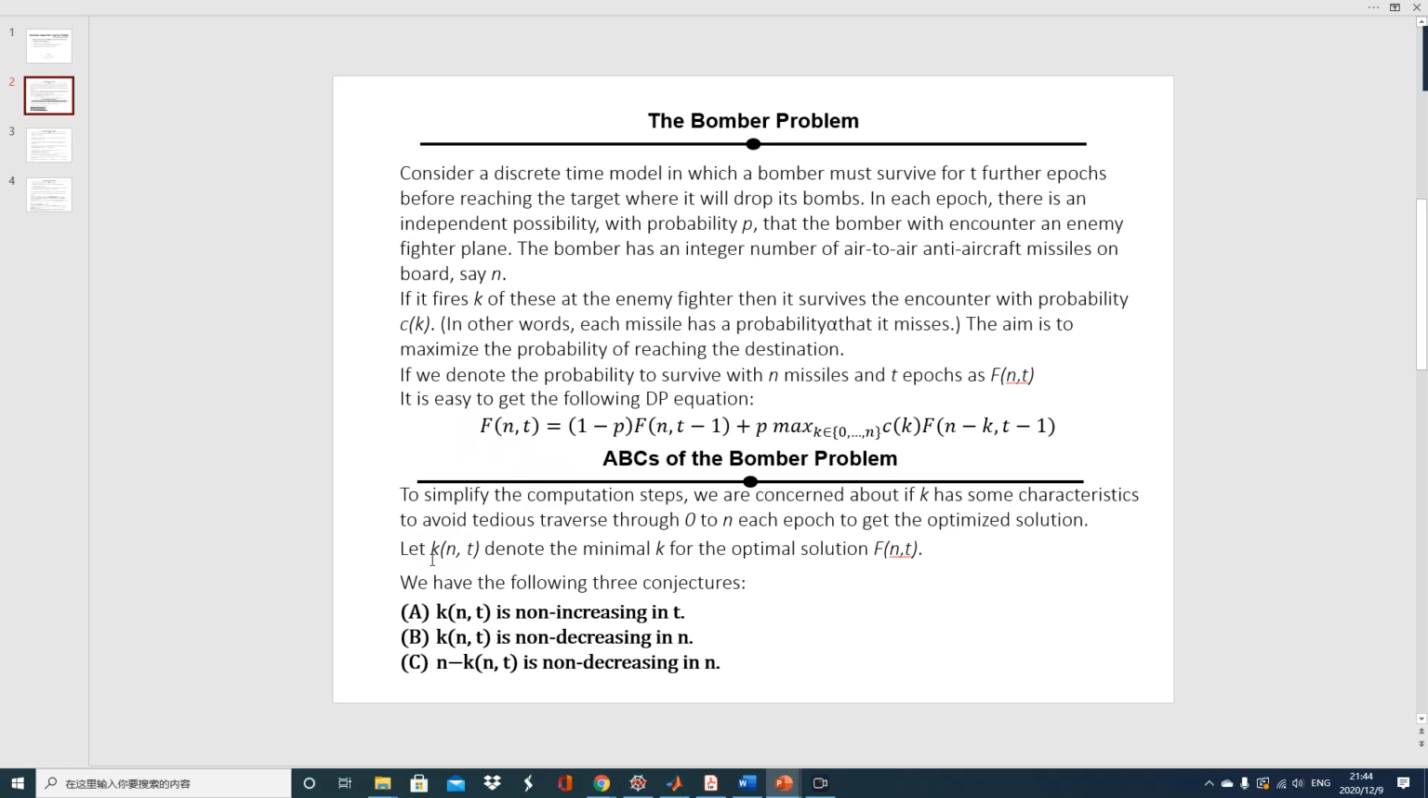Denote KNT as the minimal k for the optimal solution FNT. If we have these three conjectures, which are that KNT is non-decreasing in t, non-increasing in t, non-decreasing in n, and non-decreasing in n for n minus KNT, then with these three conjectures, we don't need to traverse through 0 to n, which will significantly reduce the cost of computing FNT.